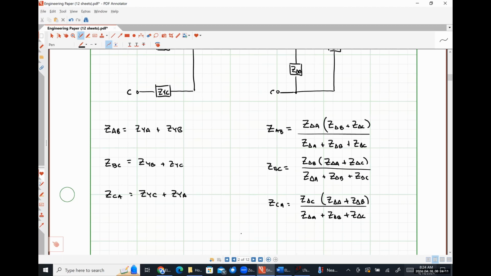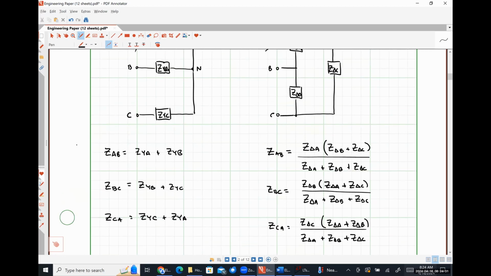So these are the impedances that I see looking in between the different combinations of transmission line terminals for both my Y connected network and my delta connected network. So if we want these two networks to be equivalent so that we can transform between the two of them, they need to be electrically equivalent.